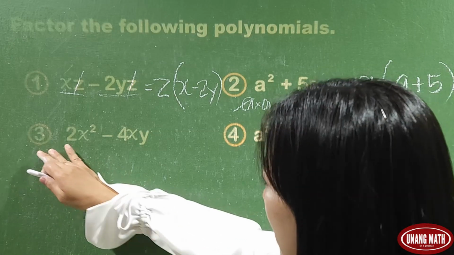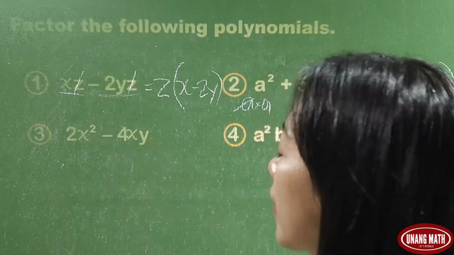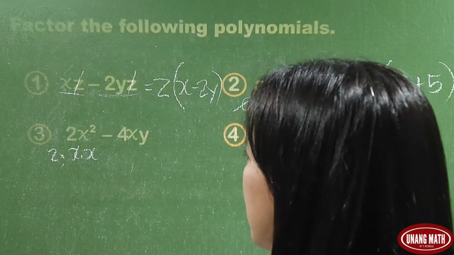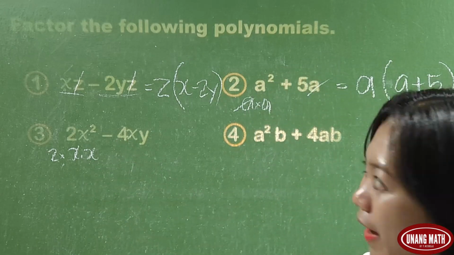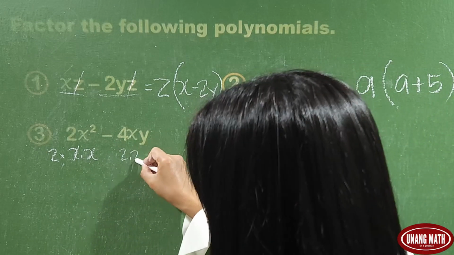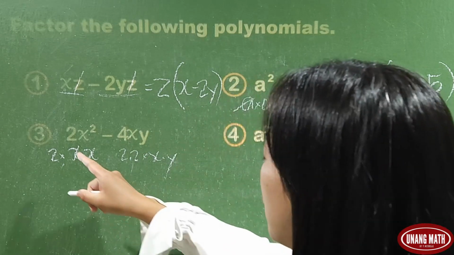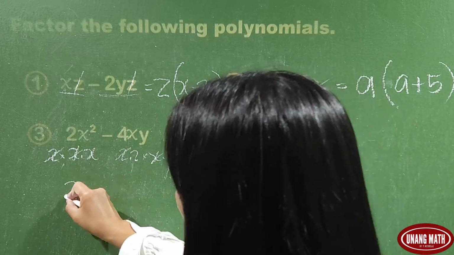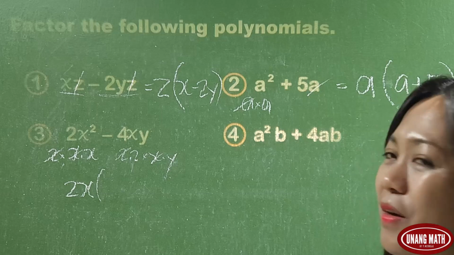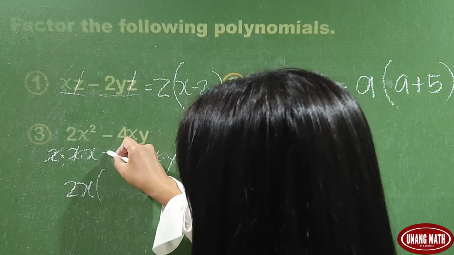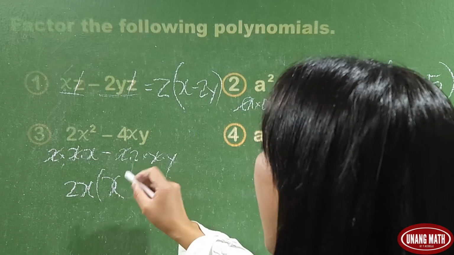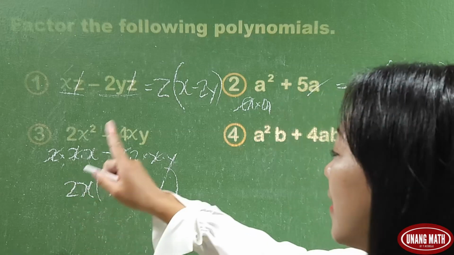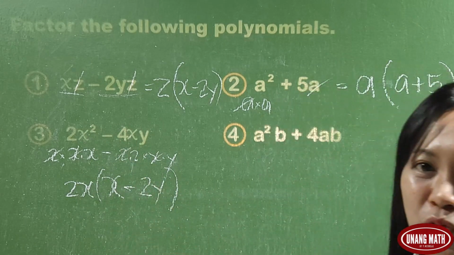Okay, for number 3, 2x squared minus 4xy. X squared is x times x. So this is 2 times x times x. Again, 4 here would be 2 times 2, times x times y. So the common factor here is 2 and also x, so 2x. And what's left here is x and minus 2y. So 2x times (x minus 2y).